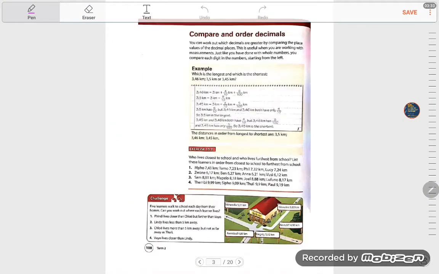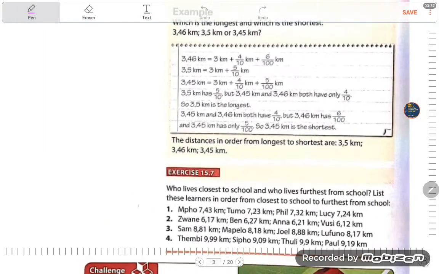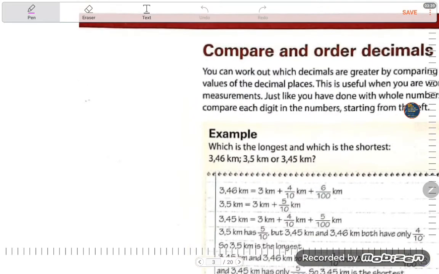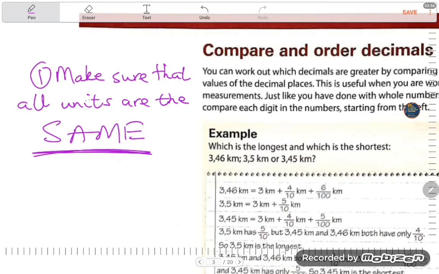Now moving on to the next one, which is going to be comparing and ordering decimals. Now I would advise you that when you're comparing or ordering decimals, the first thing that you need to do is to make sure that all units are the same. Always look for consistency, guys, remember that.